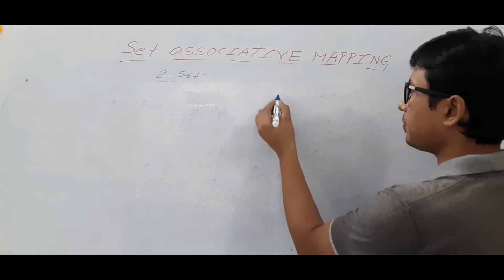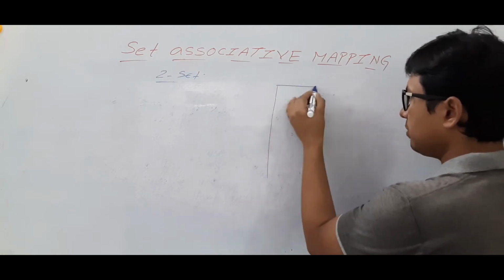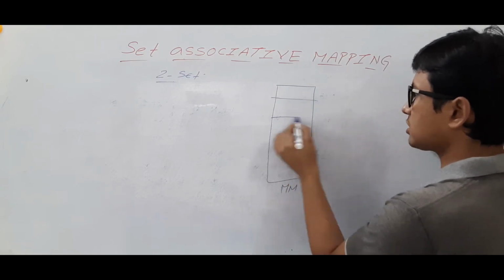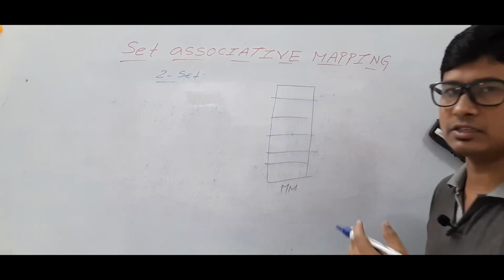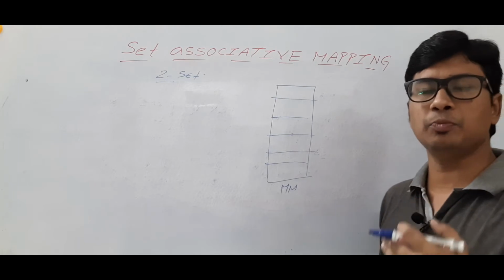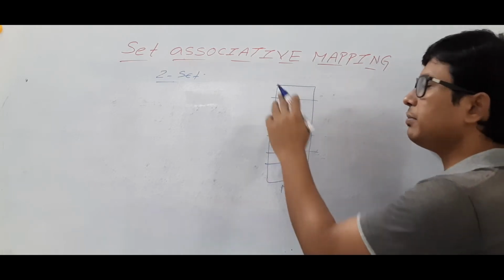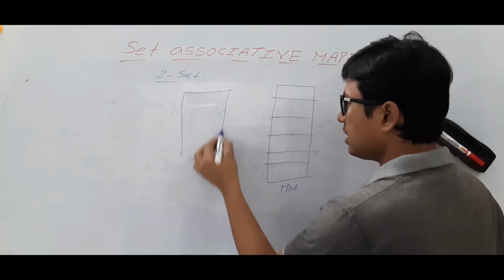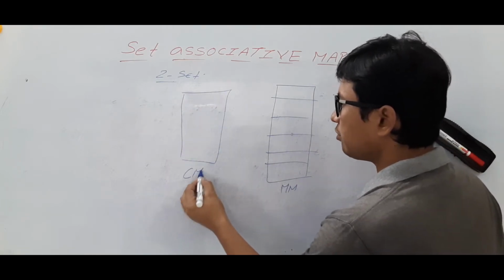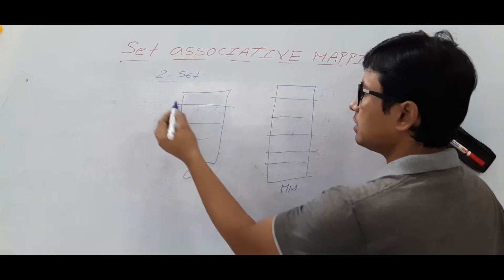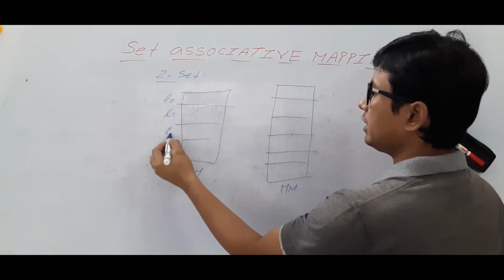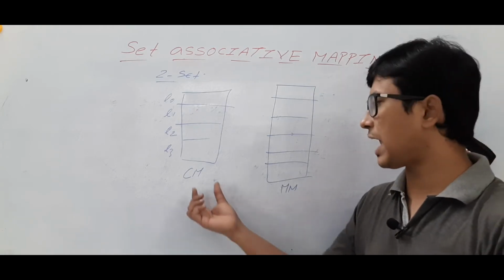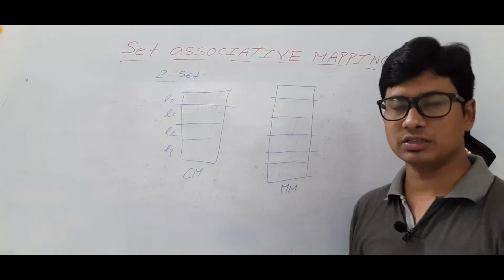Now what will happen? The main memory is divided into blocks. As we already discussed, main memory consists of so many words and each block can consist of words. So main memory will be divided into blocks. Until now we have discussed that the cache memory is divided into lines: line number 0, line number 1, line number 2, line number 3. The number of lines will depend on the cache memory size and the block size.